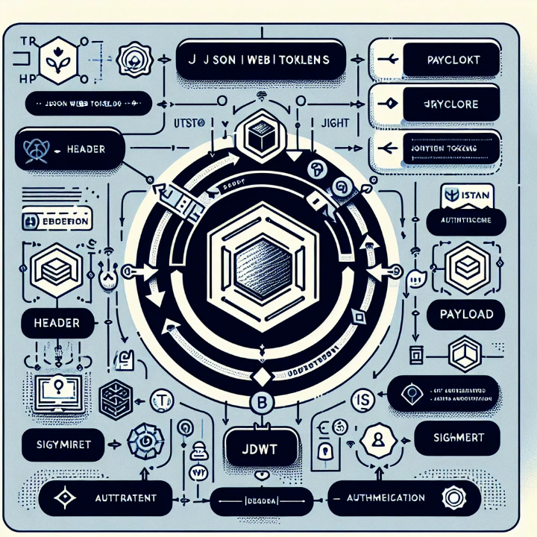So, let's get started. JSON Web Tokens, or JWTs, are compact and URL-safe tokens used for securely transmitting information between two parties. These self-contained tokens carry all the necessary information within themselves, eliminating the need for server-side storage. They are represented as strings and consist of three parts: the header, the payload, and the signature.